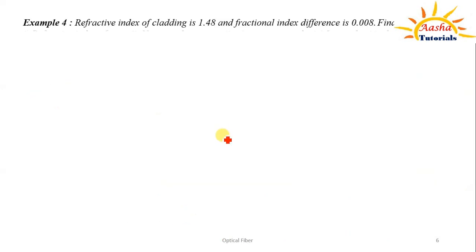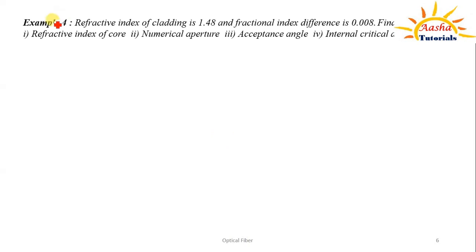Now let's see the next example, and this is the last example that I am going to discuss in this video. The refractive index of cladding is 1.48 and the fractional index difference is 0.008. We have to find the refractive index of core, numerical aperture, acceptance angle and internal critical angle. So in this one problem there are 4 things that we have to find out.